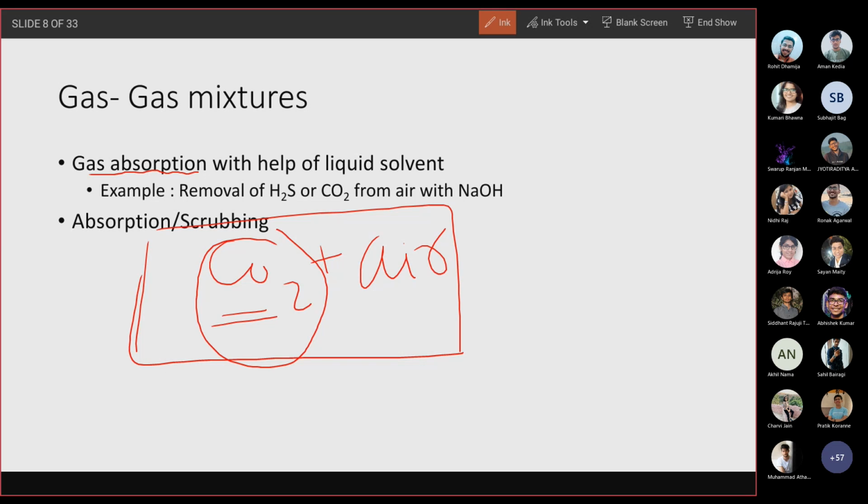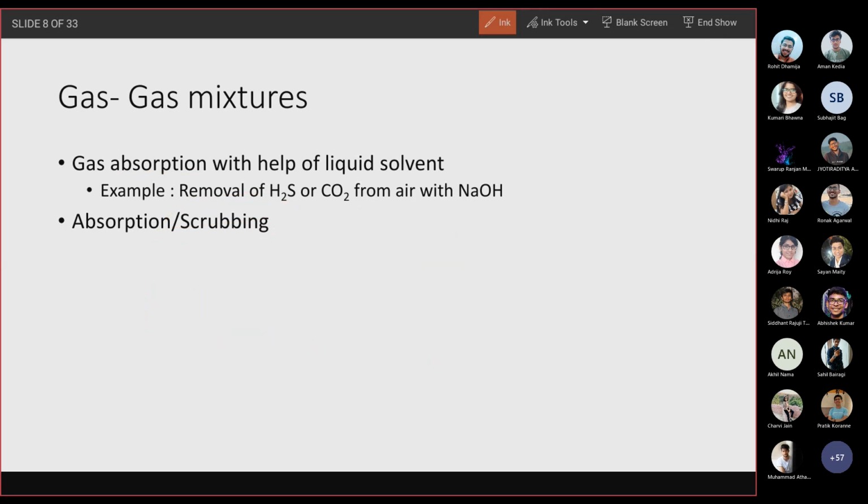at that time, we prefer to go for scrubbing. Even in scrubbing, the phenomenon of mass transfer is still absorption, but only the process conditions are slightly different.